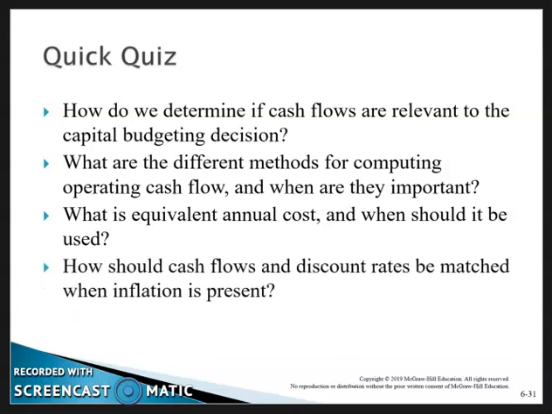So, finally, how should cash flows and discount rates be matched when inflation is present? If we're going to use real cash flows, or deflated cash flows, we want to use real rates of interest. If we're using nominal cash flows, then we want to use nominal rates of interest. It's as simple as that.